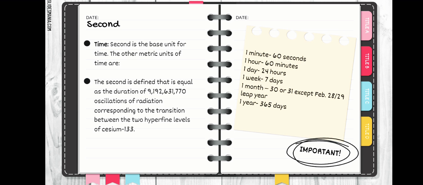So next is second. Second is the base unit for time. In Merriam-Webster, second is defined as the duration of 9,192,631,770 oscillations of radiation corresponding to the transition between the two hyperfine levels of cesium-133. So here is the conversion. We all know this: the second, the minute, the hour, the day, the week, and the month.